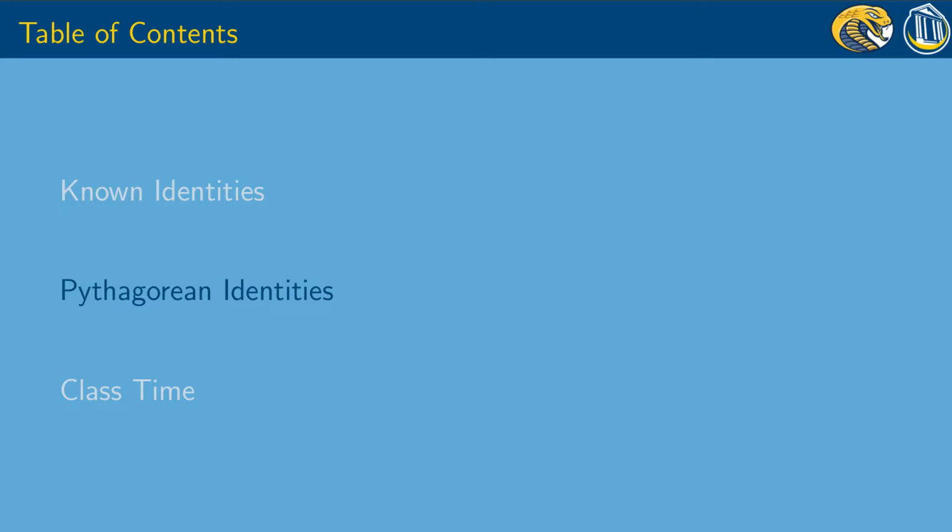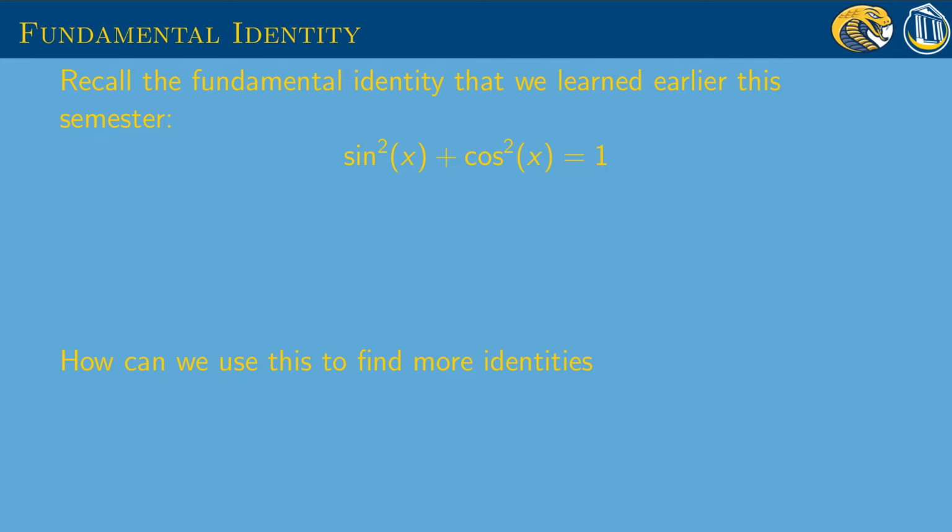We also have Pythagorean identities that we talked about the other day. Our fundamental Pythagorean identity is the one we learned earlier in the semester, which says that sine squared plus cosine squared equals 1, no matter what angle we plug in. Sine squared of that angle plus cosine squared of that angle always equals 1.